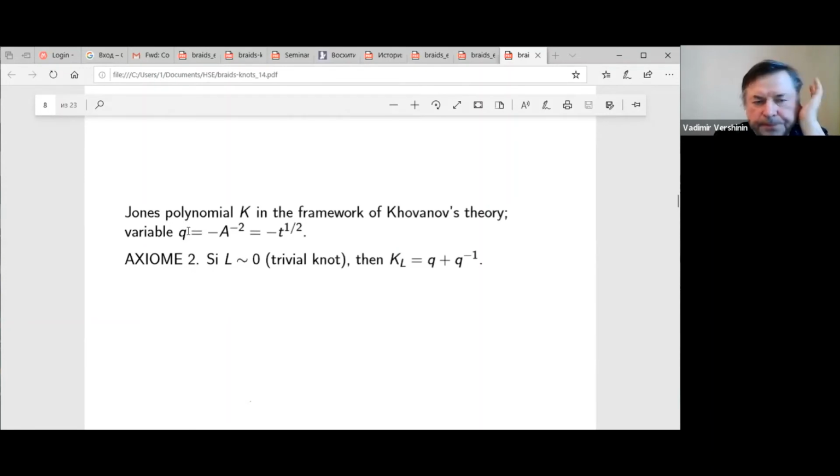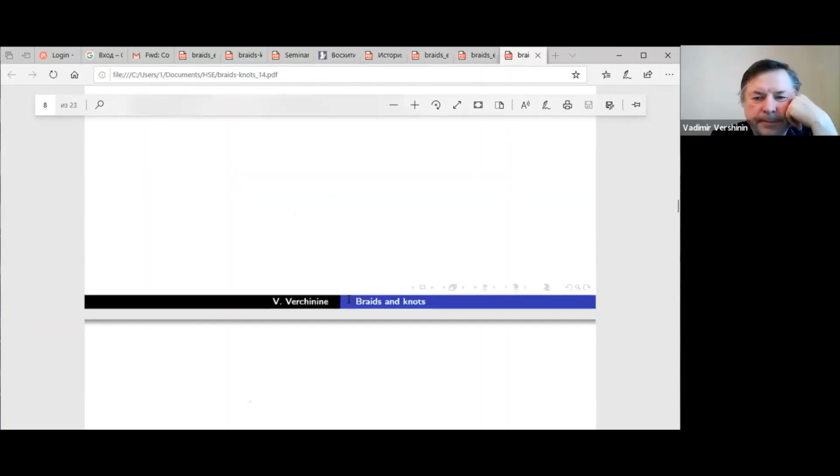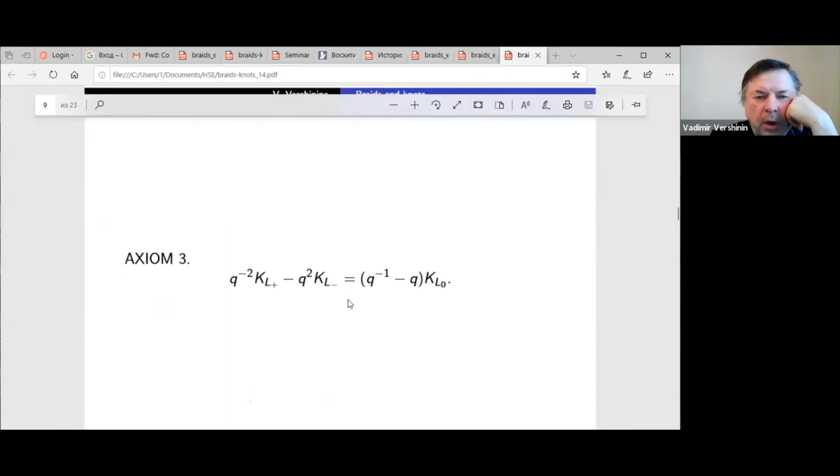It's the variable q. And also for the purposes of Khovanov theory, it is better to take the trivial link as having the following invariant, q plus q to the minus 1. So for Khovanov, it's a slightly different skein relation. So q to the minus 2, q squared equals q to the minus 1 minus q.